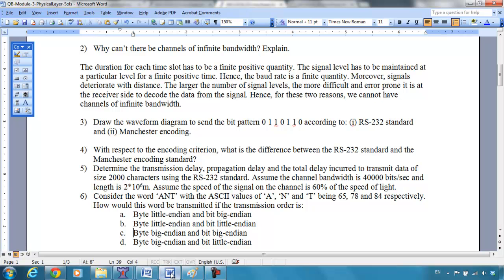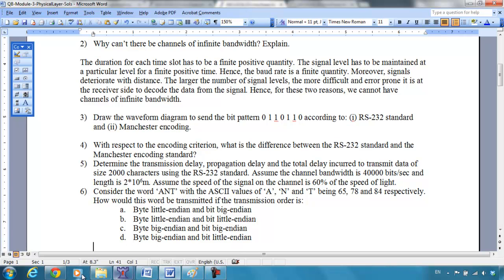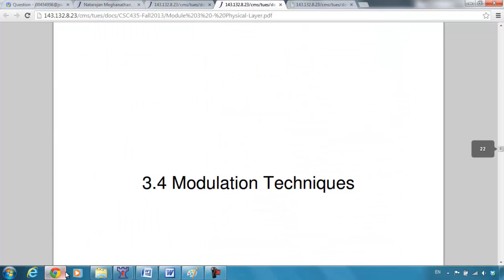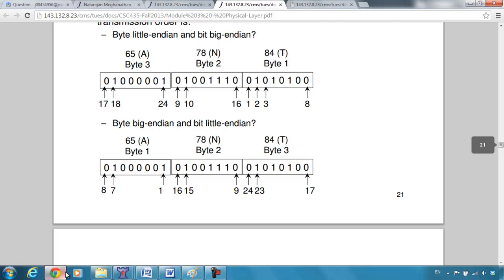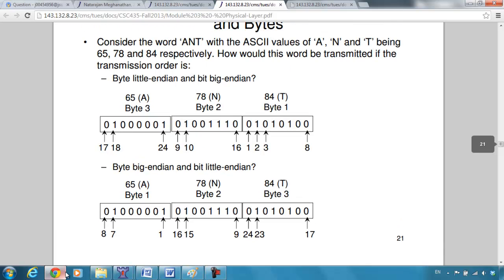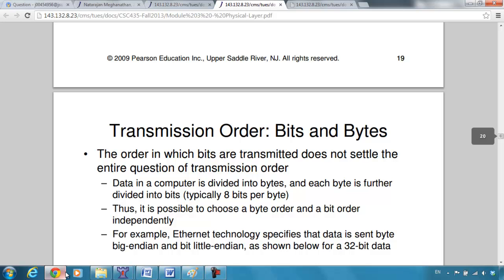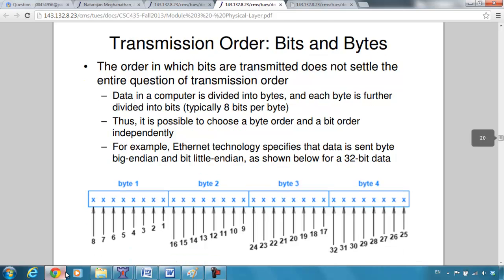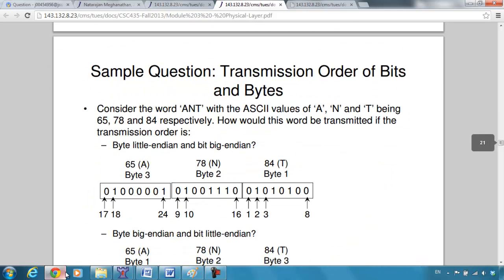Okay. Now, if you want to transmit these, we have this AND case. So what is little endian transmission? Little endian means you're going to send the least significant bit first, or in the case of a byte, the least significant byte first. Big endian means you're going to send the most significant bit first, or the most significant byte first, depending on whether this is at the bit level or byte level.